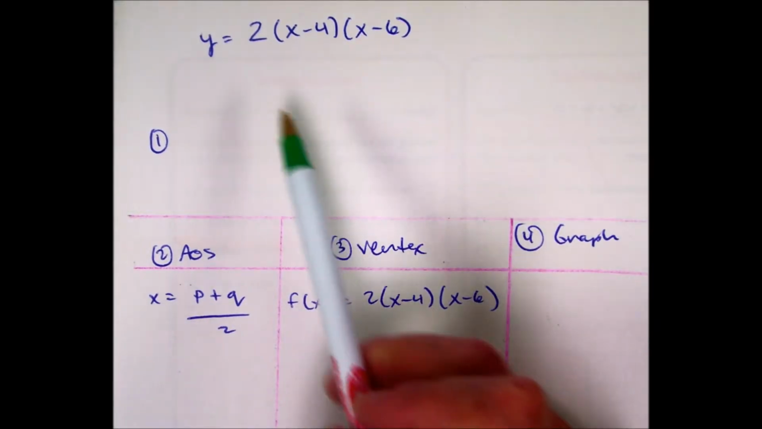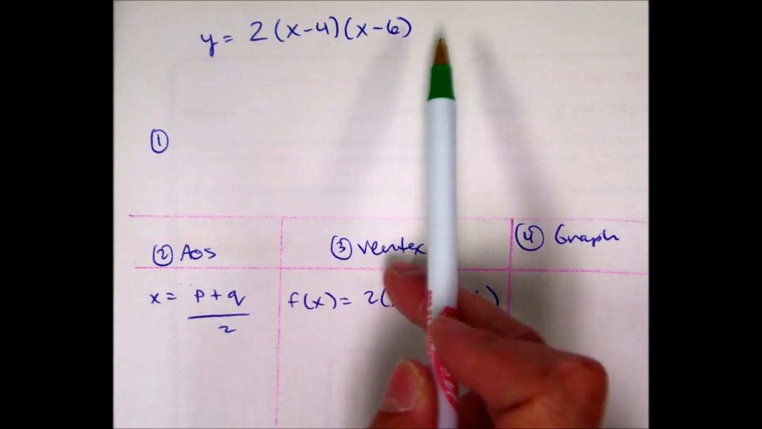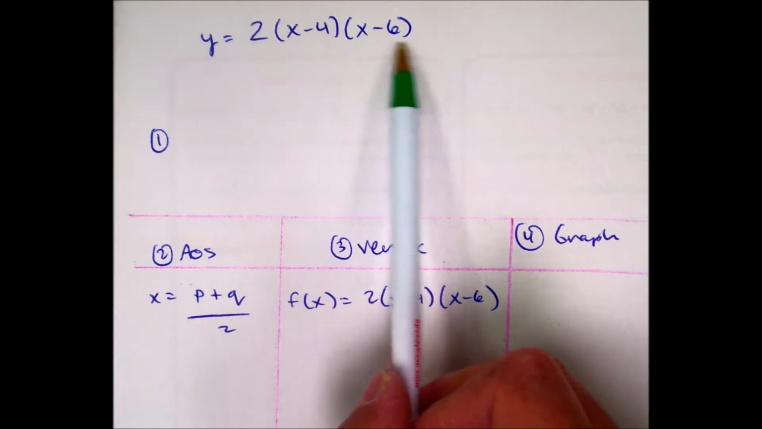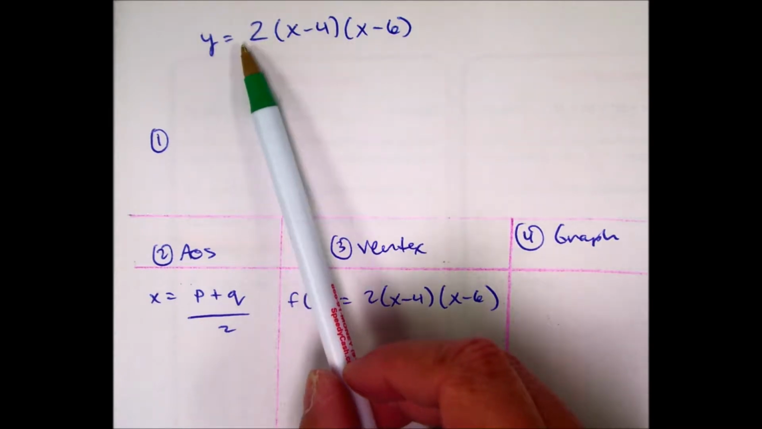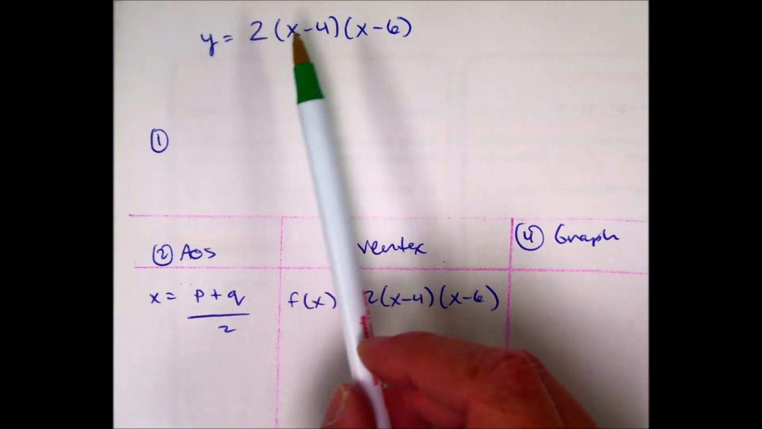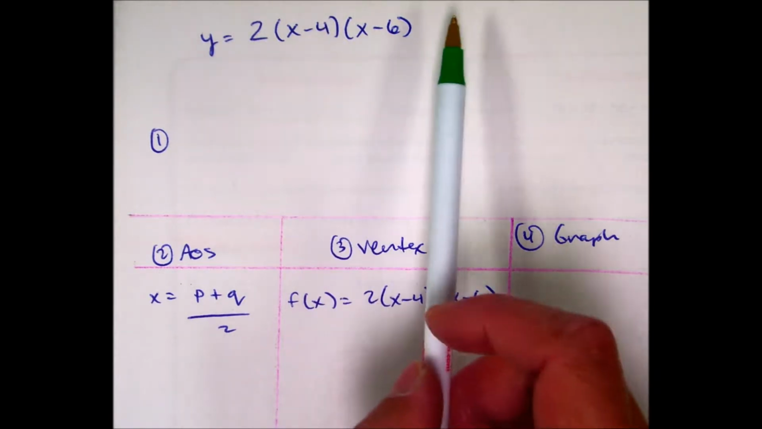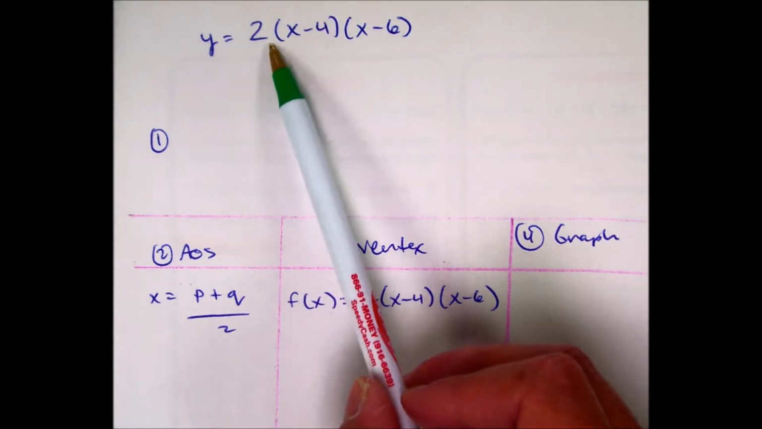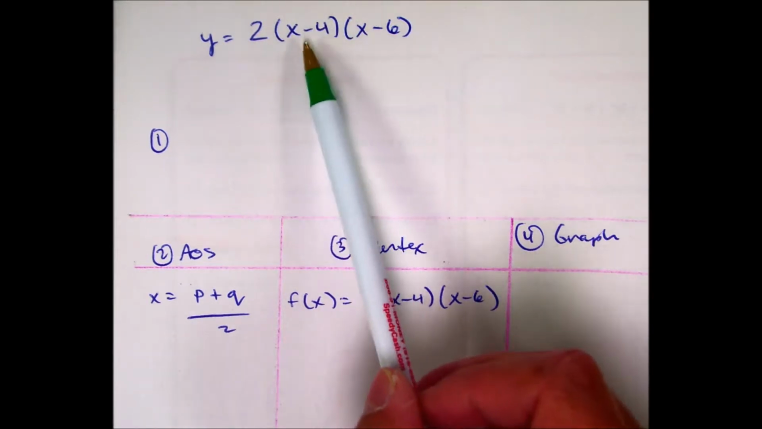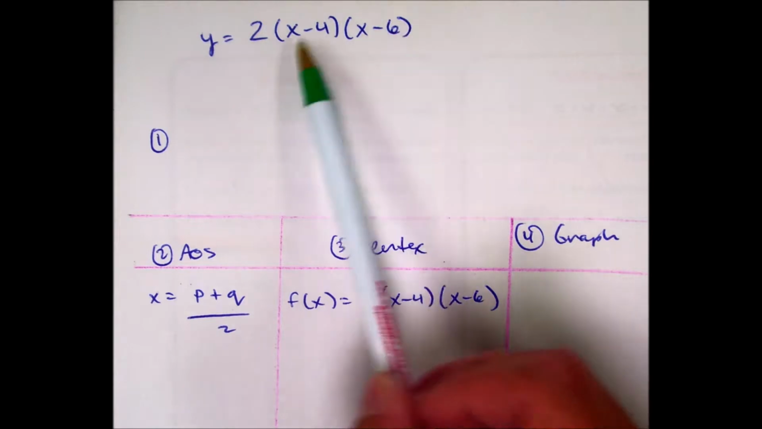Alright, they asked me to graph this function or equation. The first thing I'm going to notice is that there's nothing to the power of 2. Standard form had ax squared plus bx plus c, so they had a power of 2, but it's not here. The other time we learned about vertex form, it had parentheses squared, but this one has 2 sets of parentheses.